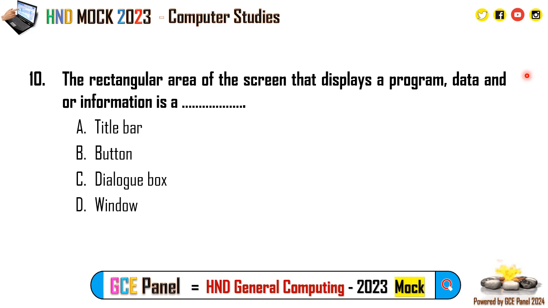Question 10 reads, the rectangular area of the screen that displays a program, data, or information is a... So like I'm working on the computer now. This rectangular area on my computer that is displaying all of this information, this program or information or data is known as a window. Window. Okay. Next question.